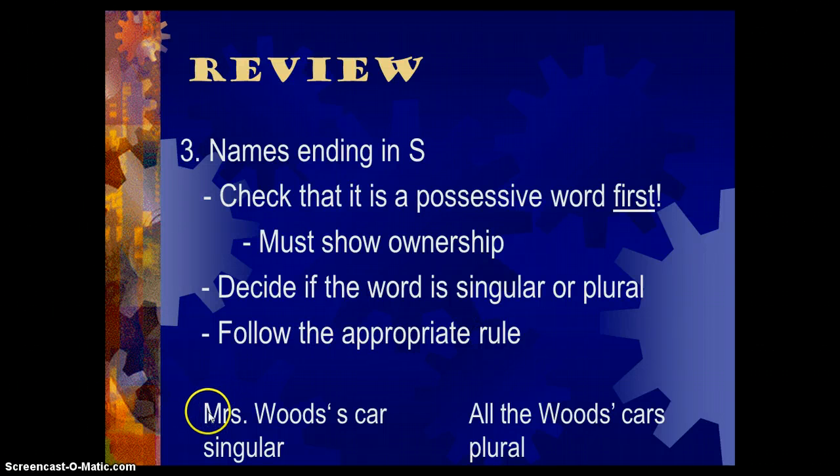So if it's my car, there's only one of me. My name would be singular, even though it has an S, it's still singular, just me, Mrs. Woods, and then do apostrophe S, Mrs. Woods's car. But if it's all the Woods, all of us together, there's more than one of us, and it's all of our cars together, then just the apostrophe on the end.